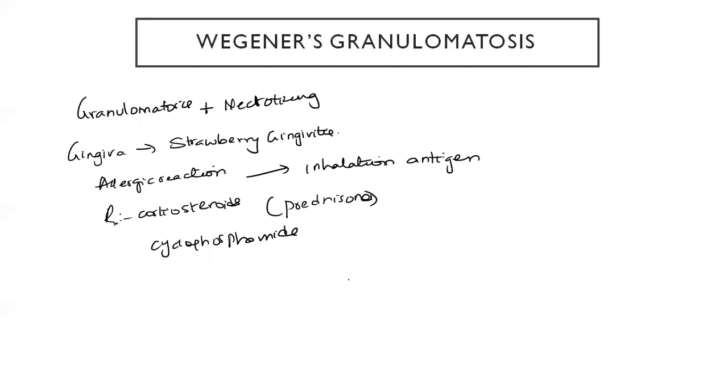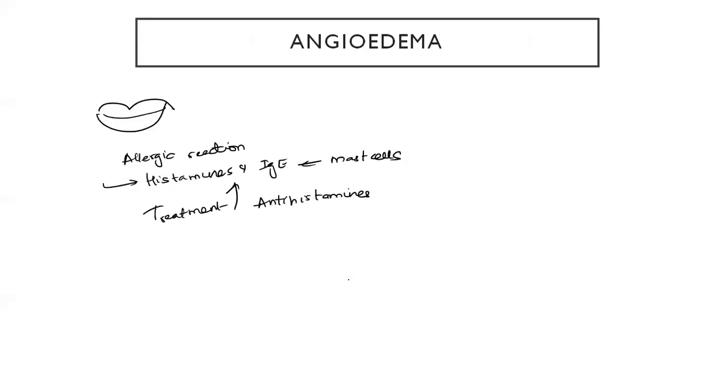Now we have Wegener's granulomatosis. This is nothing but granulomatosis that is necrotizing. In the gingiva, you can see that it is completely necrotized, so it looks really red. And that is because of an allergic reaction, not one that comes from contact, but from when you inhale the antigen. And the treatment is corticosteroids and cyclophosphamide.